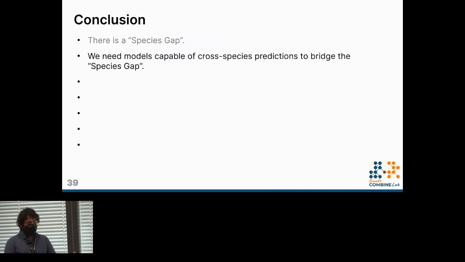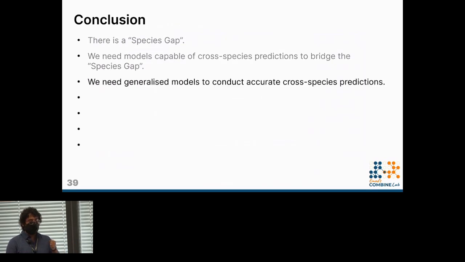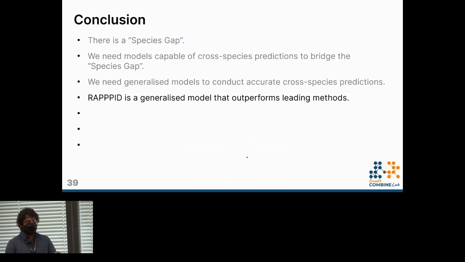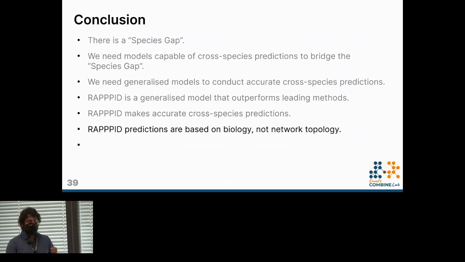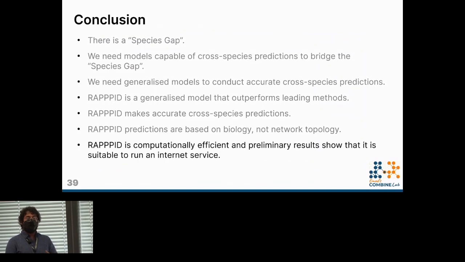So in conclusion, there is a species gap. We need models capable of cross-species prediction to bridge that species gap. We need generalized models to conduct accurate cross-species predictions. Rapid is a generalized model that outperforms leading methods. Rapid makes accurate cross-species predictions. Rapid predictions are based on biology, not network topology. And Rapid is computationally efficient. And these preliminary results show that we can actually launch a web service and make this public to everybody running on one very small CPU server.